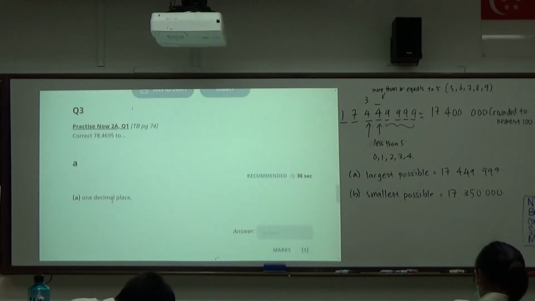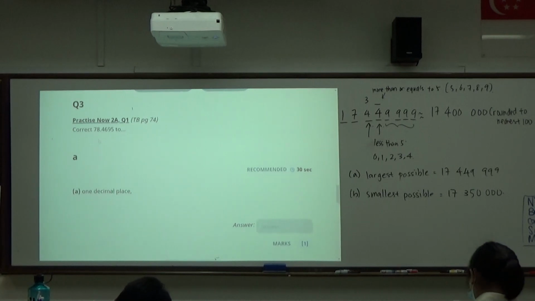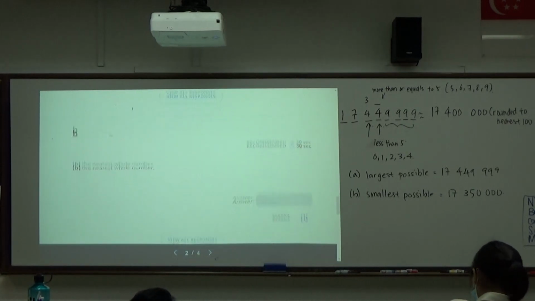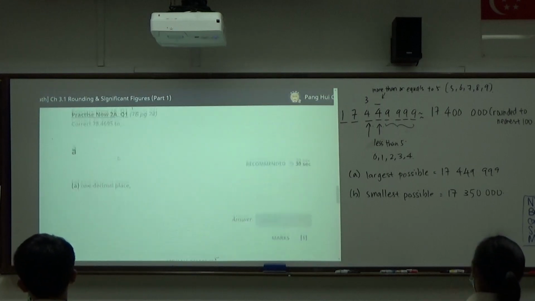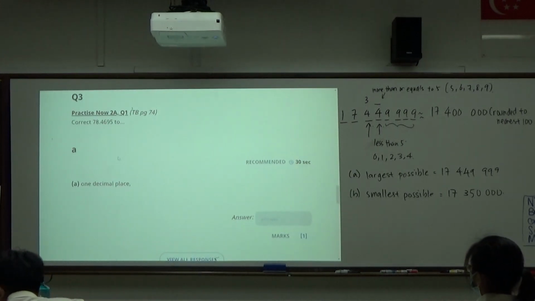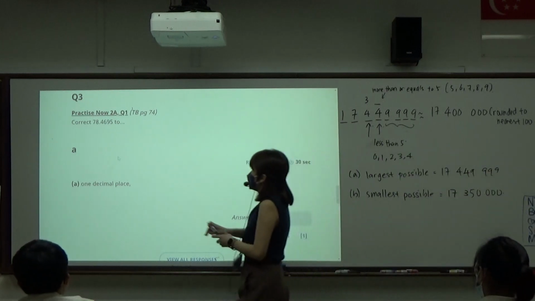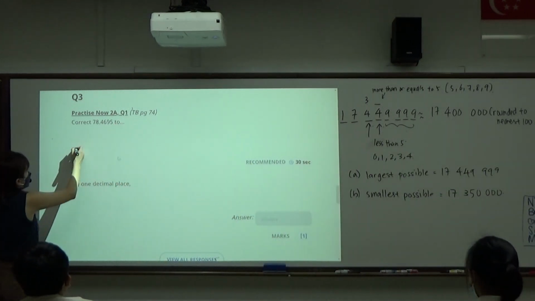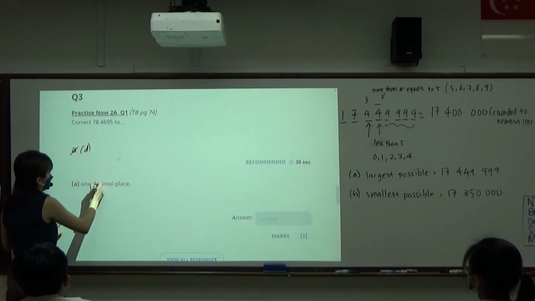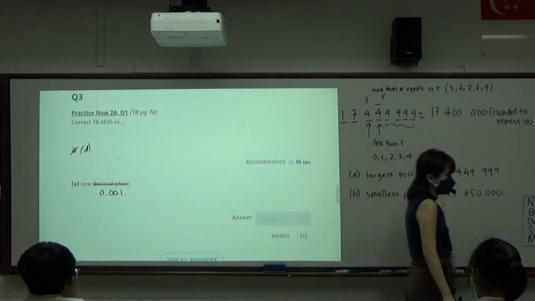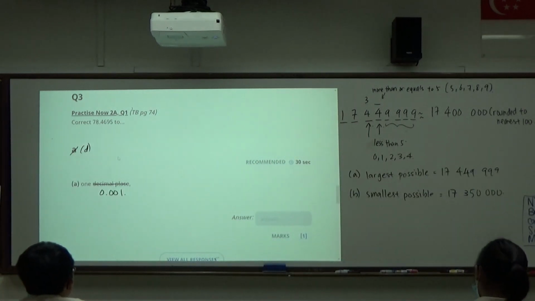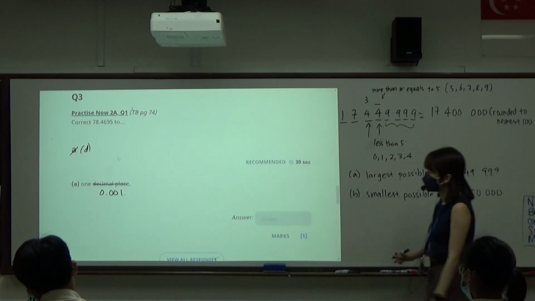Then after that, in Practice Now 2A, rounding off to 1 decimal place, I think it's not an issue. However, I did see that rounding to the nearest 0.001 was a bit of a concern. So looking at Practice Now 2A question 1, I just want to look at part D. Part D was asking to round it to 0.001.